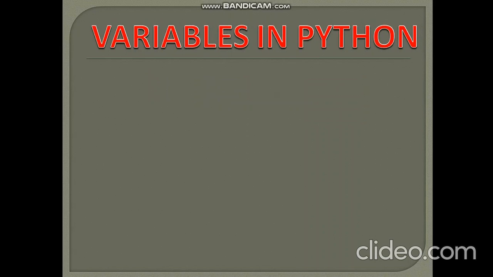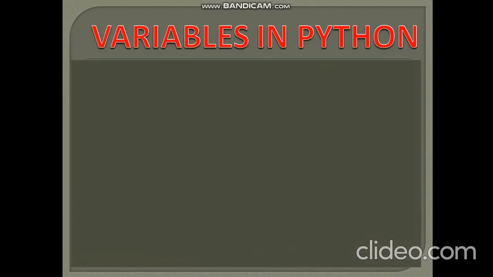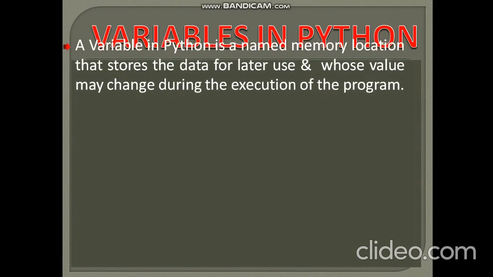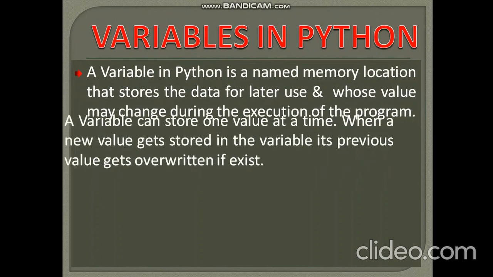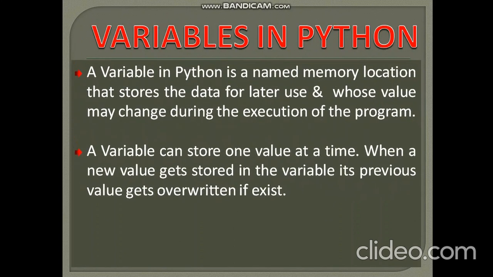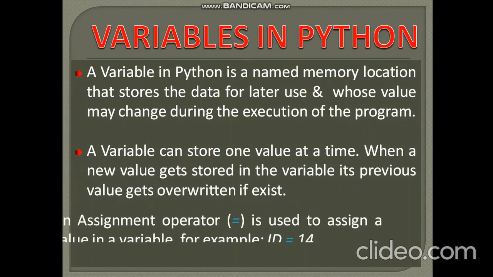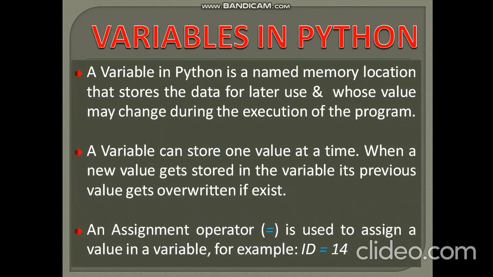Now the next topic is variables in Python. Dear students, a variable in Python is a named memory location that stores the data for later use and whose value may change during the execution of the program. A variable can store one value at a time. When a new value gets stored in the variable, its previous value gets overwritten if it exists.